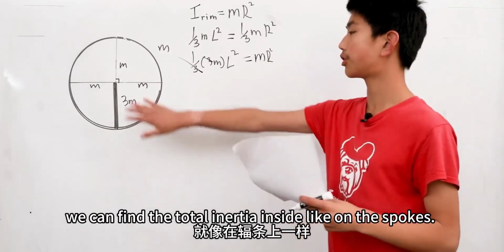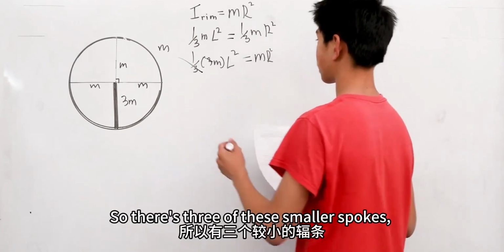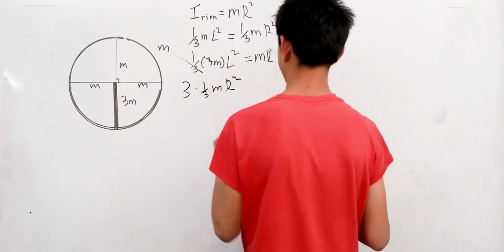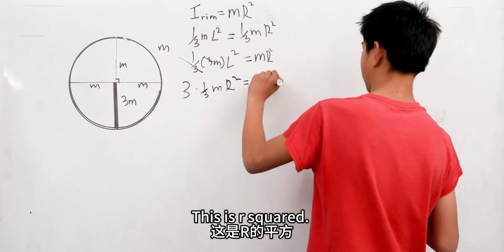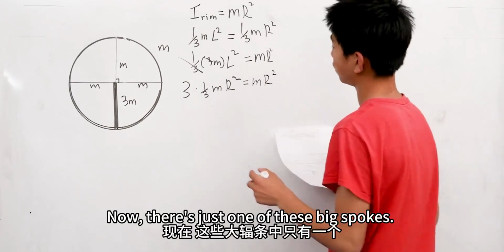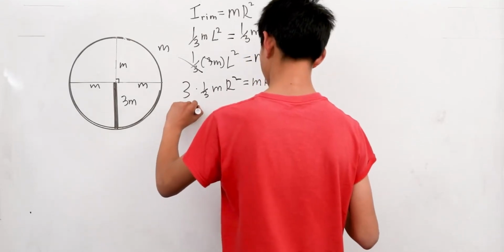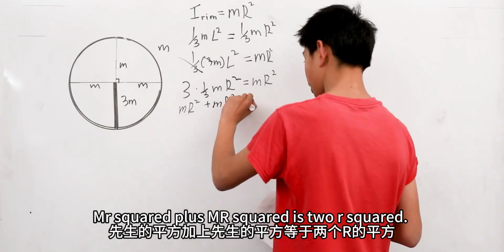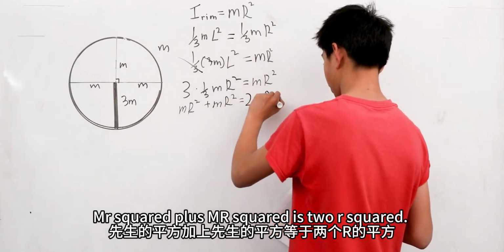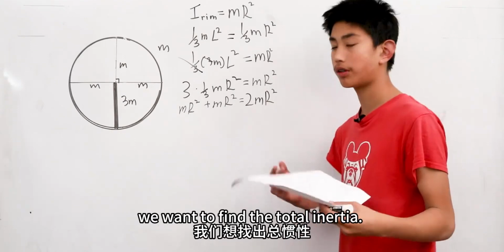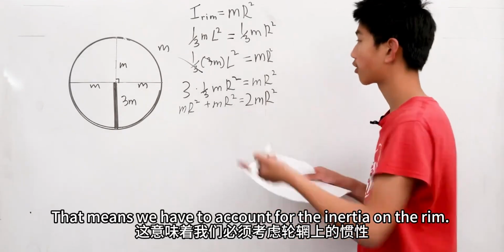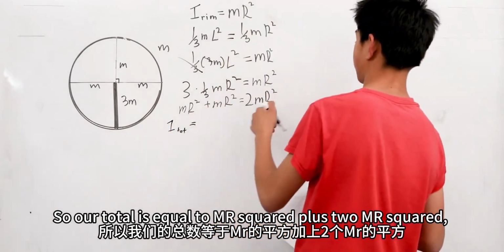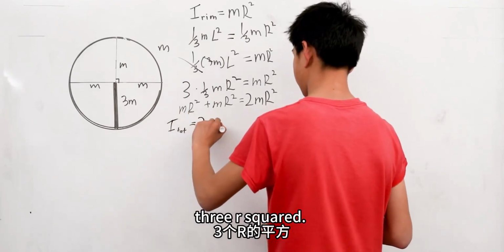Now, we can find the total inertia on the spokes. There's 3 of these smaller spokes, so 3 times 1/3 mr squared, because we're accounting for each spoke. This is mr squared. Now, there's just one of these big spokes, so that's just mr squared. Now, we're summing these two together, so mr squared plus mr squared is 2mr squared. Now we want to find the total inertia, and that means we have to account for the inertia on the rim. So our total inertia is mr squared plus 2mr squared, 3mr squared.